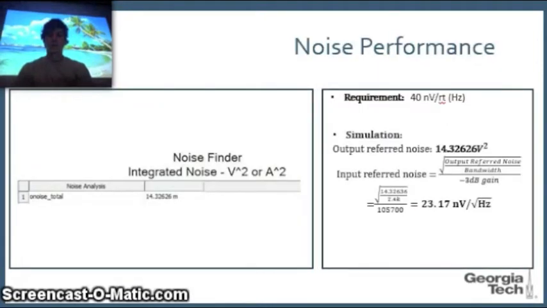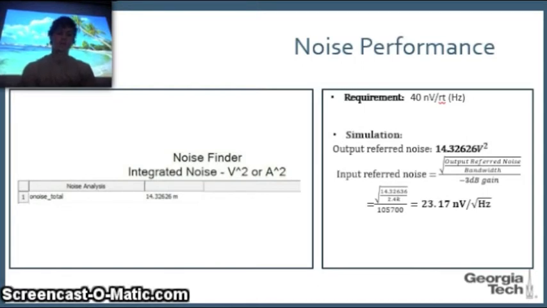The noise performance for this circuit was required to be under 40 nanovolts root hertz. For Multisim, we found the output referred noise. To relate this to the input referred noise, we used the equation square root of output referred noise over bandwidth, all divided by the negative 3 dB gain. This gave us 23.17 nanovolts per root hertz, which is a great comparison to our requirement because we are under it.